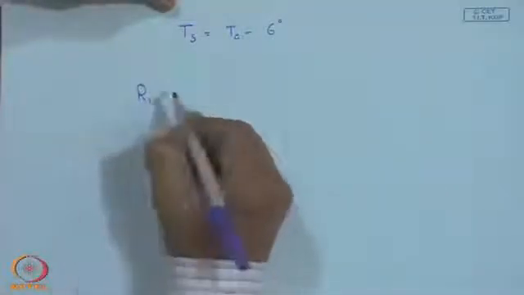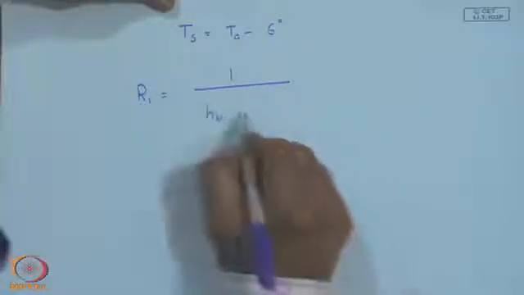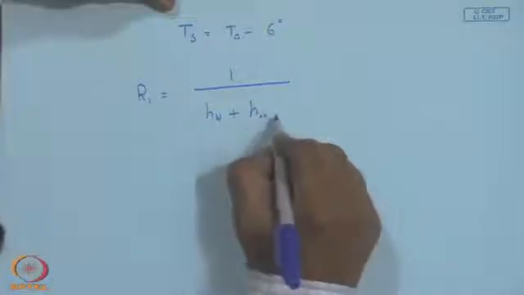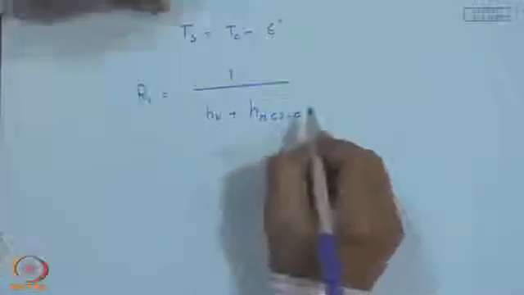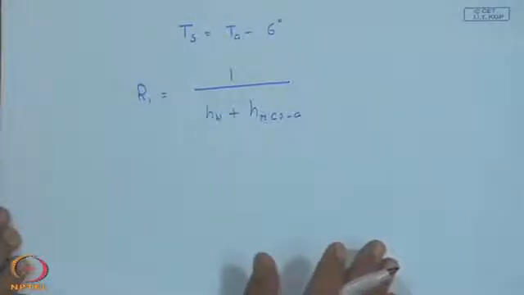So, my resistance now R 1 is 1 upon the wind heat transfer coefficient, already known to us, plus the radiative loss coefficient HRC2A. HRC2A is exactly like HPC1A or HRC1C2, all the other radiative coefficients. Since the loss takes place to the sky temperature, it has been normalized with respect to Tc2 minus Ta rather than Tc2 and T sky.